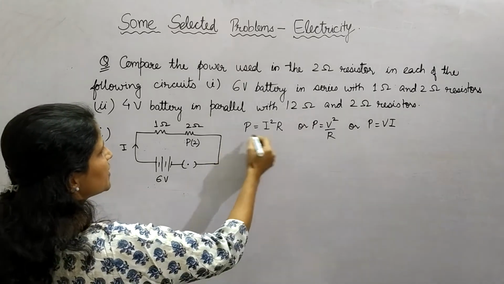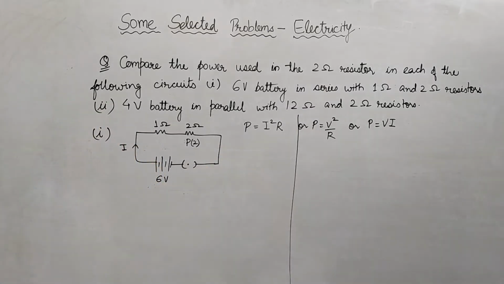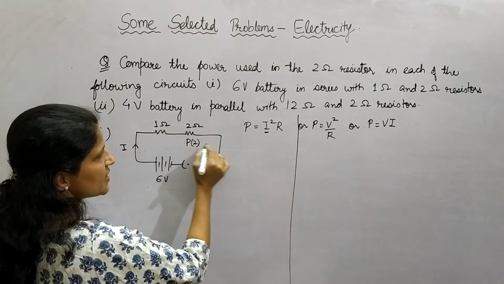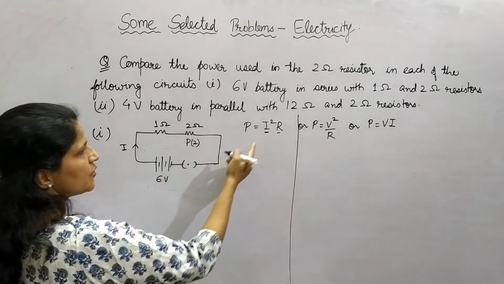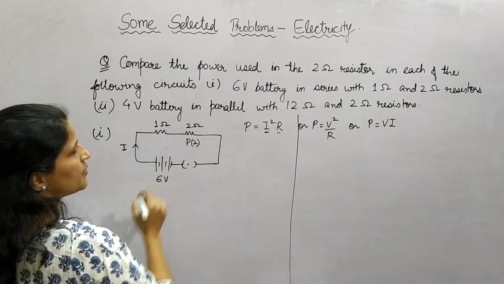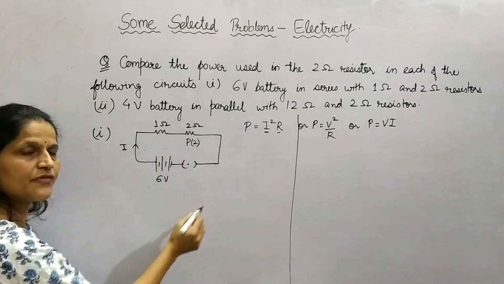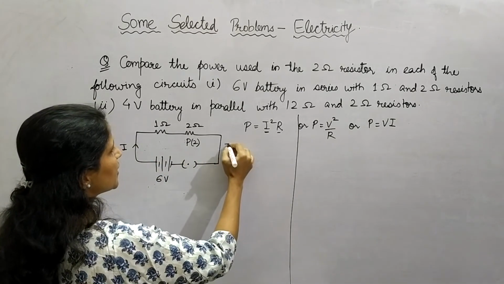So I am first using this formula, P is equal to I square R. When I have to find out the power using I square R, I am referring to the current which is flowing through the 2 ohm resistor, and R here refers to the 2 ohm resistor only. So what is the current flowing through the 2 ohm resistor? Current flowing through the 2 ohm resistor will be the same as that flowing in the whole circuit. So we need to find out the current flowing in the circuit.